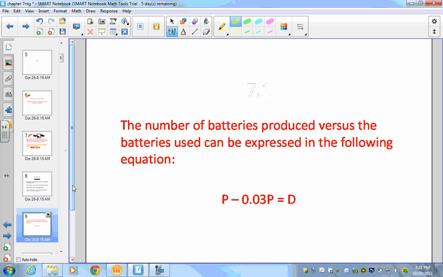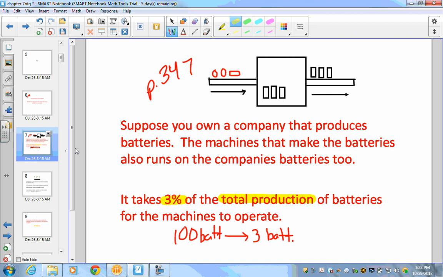All right, here's our question. The number of batteries produced versus the number of batteries can be expressed in the following. So this is a continuation of our last question, which was the whole 3% of the total population. The percentage will always be given to you. That's what I want to make sure that you're aware of. The percentage will always be given to you in a problem.